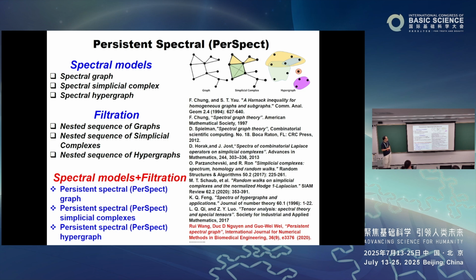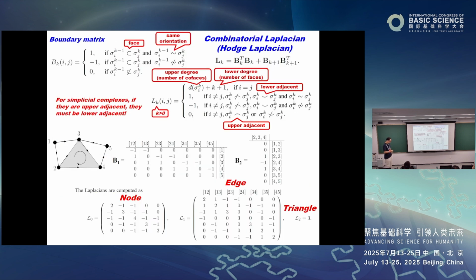So here we check the spectrum models. So going from the spectrum graph, we go to the spectrum simplicial complex and the spectrum hypergraph. So the idea is roughly like this. If you have a simplicial complex, correspondingly, you can build up the boundary operator. So this is the relation between the edges and the nodes, the relation between triangles and edges. And then from this boundary operator, you can actually construct something called the Hodge Laplacians.